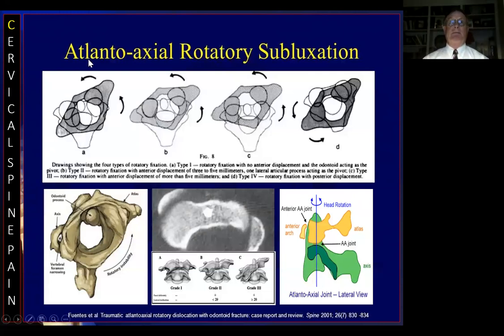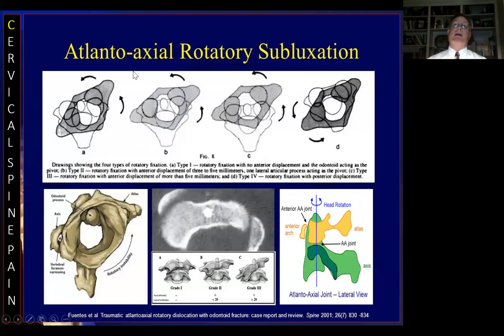But basically, when the odontoid and the anterior ring of C1 are stable, but C1 rotates too far, that's a type 1. But when the anterior ring of C1 moves away from the odontoid, which should be the axis of rotation, that degree is a type 2. And when it really moves away anteriorly, the anterior ring of C1 from the odontoid, it's type 3. Then when it goes posterior, it's type 4.